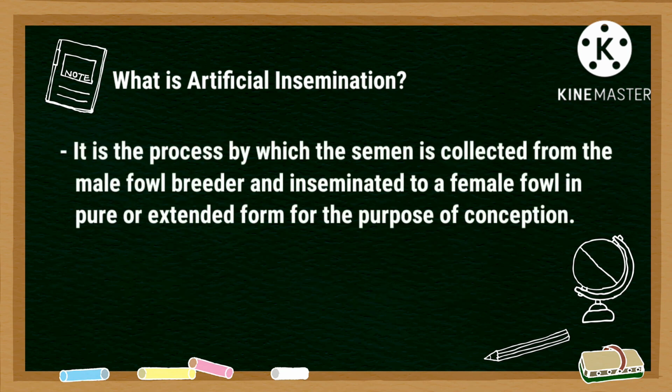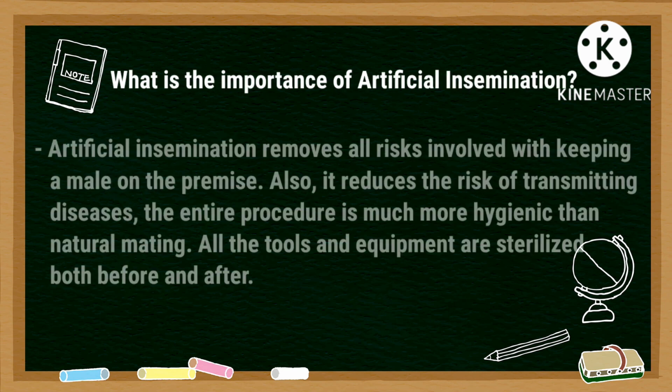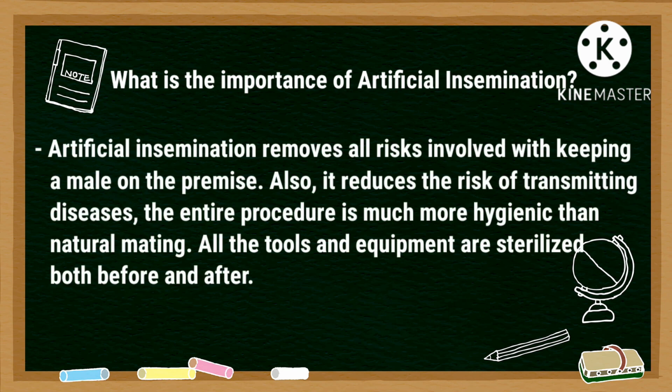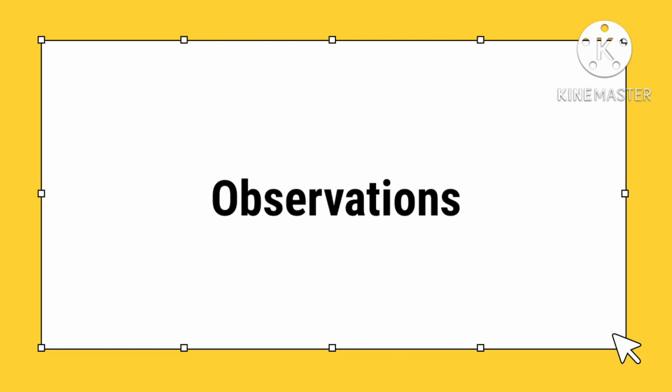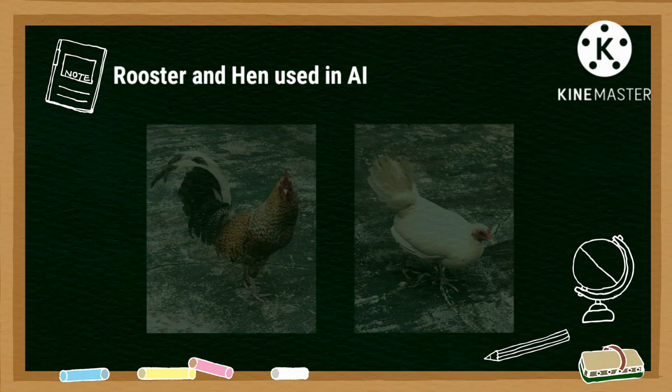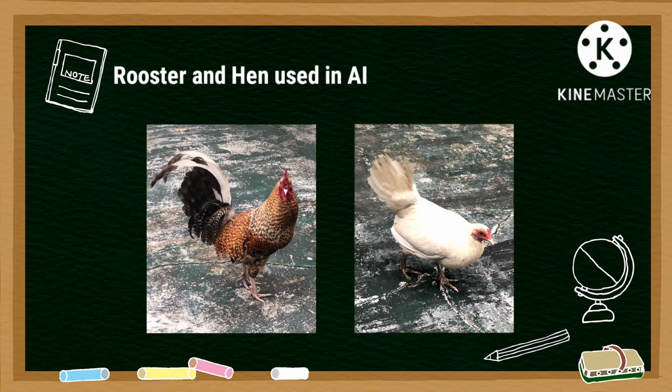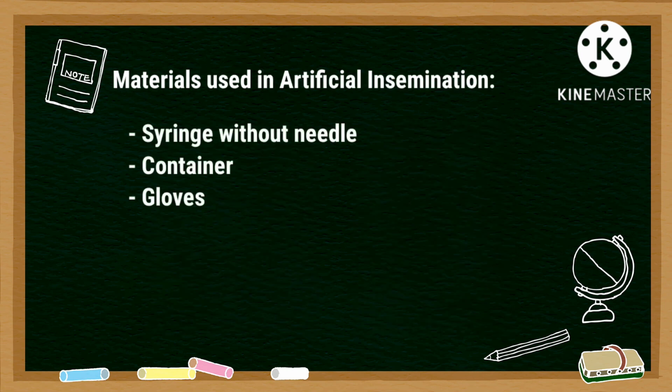And we have artificial insemination. It is the process by which the semen is collected from the male fowl breeder and inseminated to a female fowl in pure or extended form for the purpose of conception. And what is the importance of artificial insemination? It removes all risk involved with keeping a male on the premise. Now, let's proceed to observations. This is the rooster and hen that is used in artificial insemination. And these are the material used.